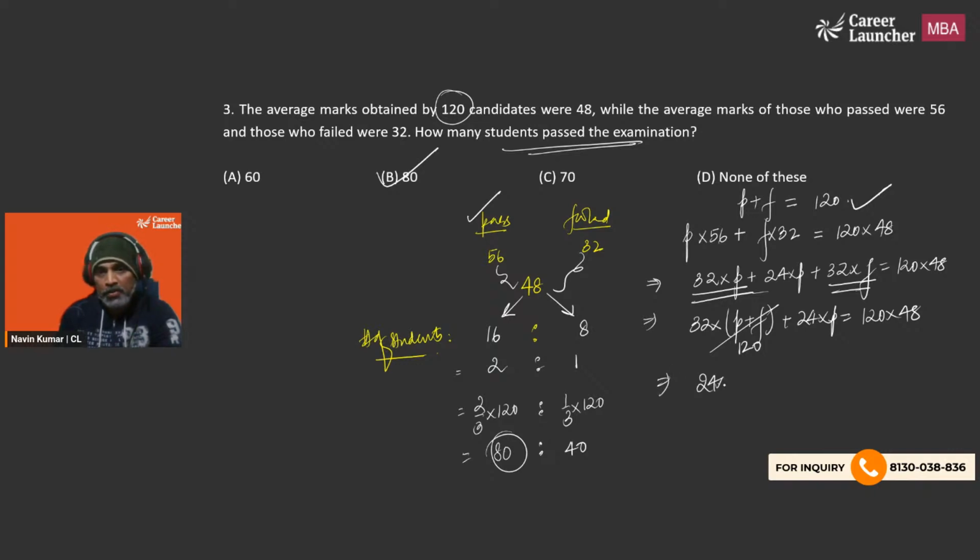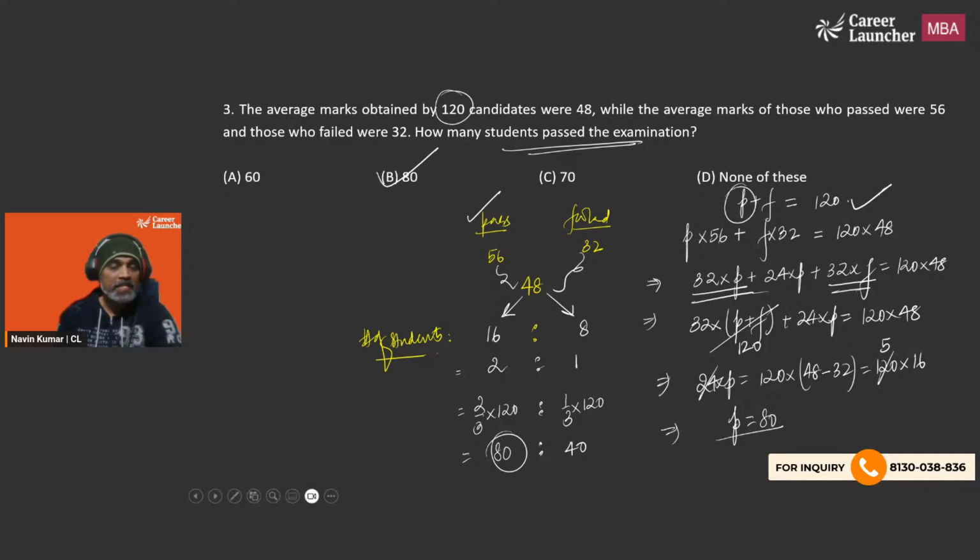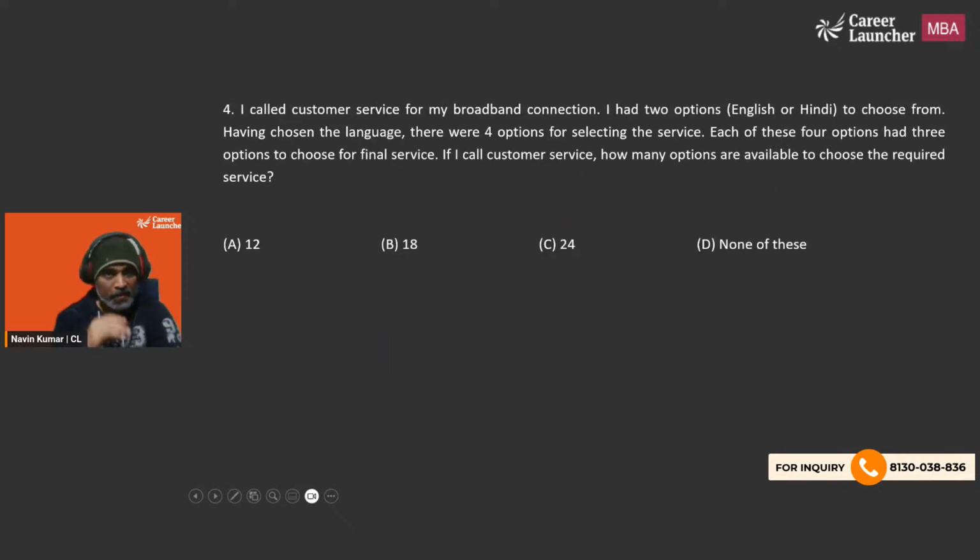So we will have 24 into P is equal to 120. 120 into 32 will move to the right hand side and it will subtract. So this is going to give us 120 into 16. So now 120 is 5 times of 24. So we can get rid of that. So P is going to be 5 into 16, which is 80, which is nothing but the number of students who passed the exam. That's exactly what we needed. Okay, let's look at the next question.